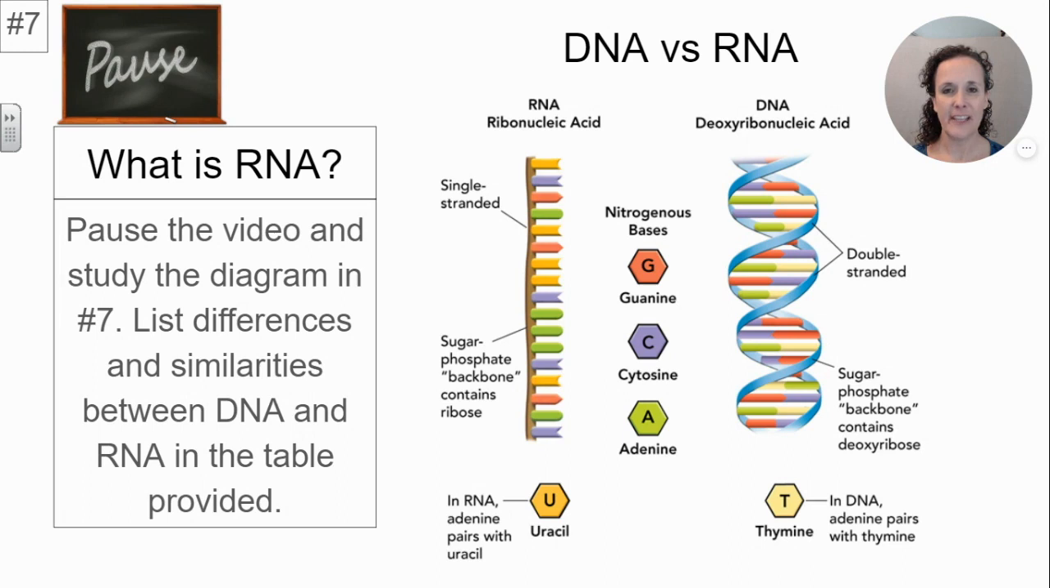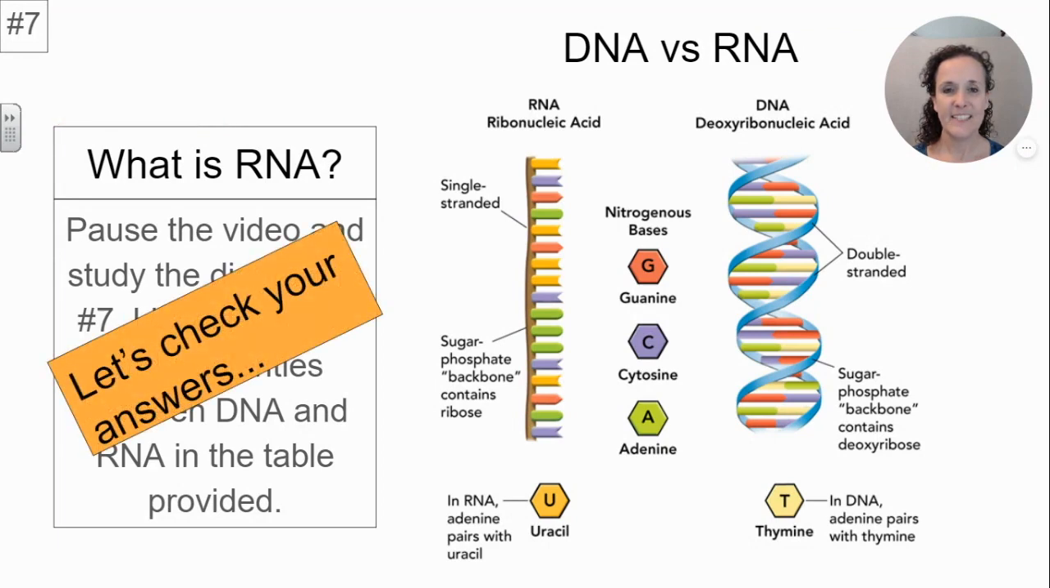RNA is also a nucleic acid like DNA. There are several kinds of RNA, but we're going to focus on messenger RNA, or mRNA. Pause the video and study the diagram in number 7. List the differences and similarities that you see between DNA and RNA in the table provided. Let's check your answers.